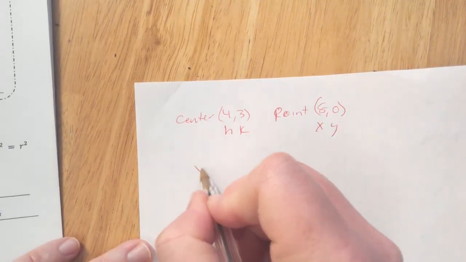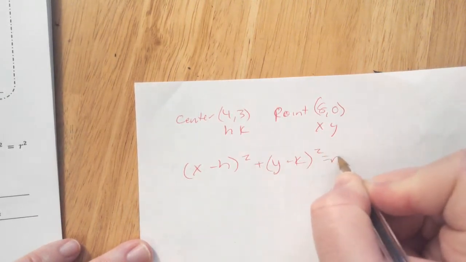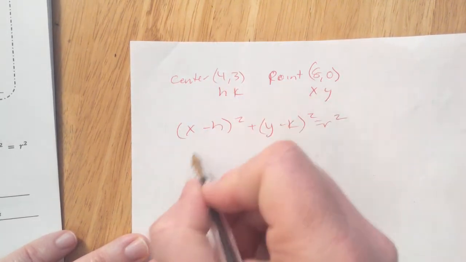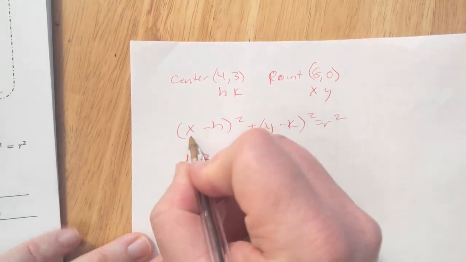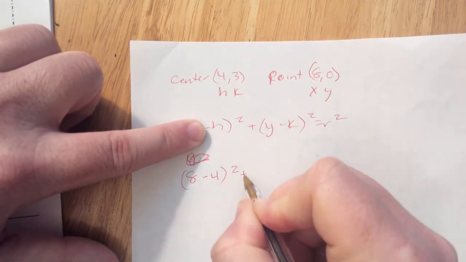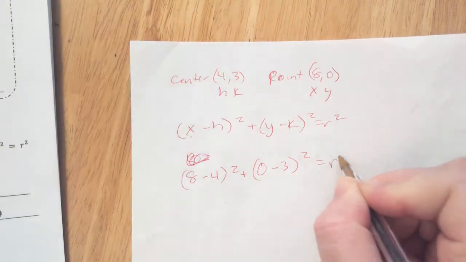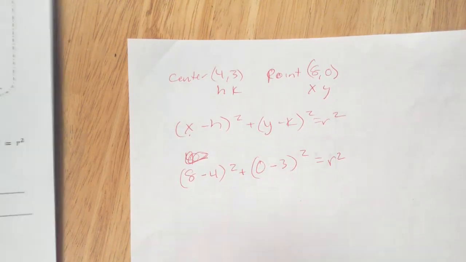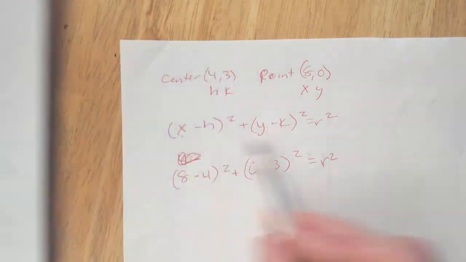So I just wrote out the equation: X minus H squared plus Y minus K squared is equal to R squared. All I'm doing is plugging in everything I know. So X is 8, minus H, which is 4, squared, plus Y, which is 0, minus K, which is 3, squared, equals R squared. So basically, I just skipped this earlier step when I did this. I just plugged it in without writing the equation earlier.